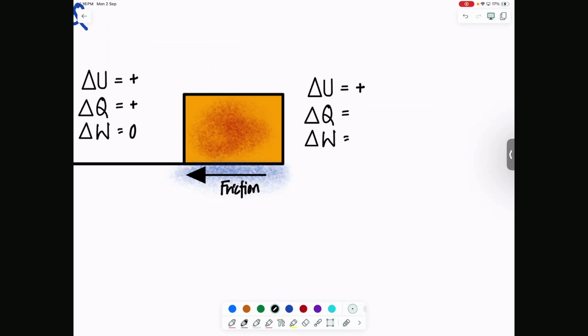Positive. Am I heating the block? No, I'm not using a heat source to heat it, right? So it can't be positive. It can be 0. So it's 0. And what about the work done? Positive, because as you rub a surface, it starts to warm up.